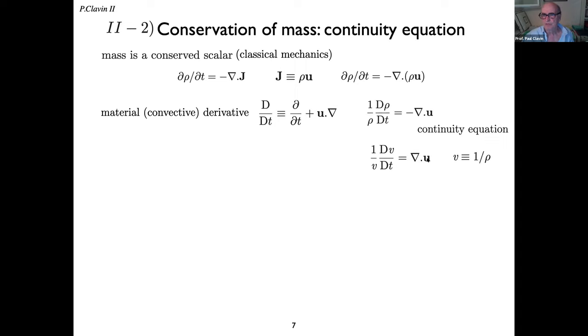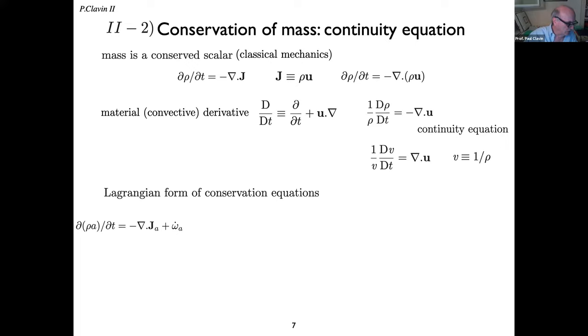The divergence of the flow velocity is just the relative increase of the specific volume, which is the inverse of the density, when following the fluid particles. So in general, one can define a Lagrangian form of conservation.